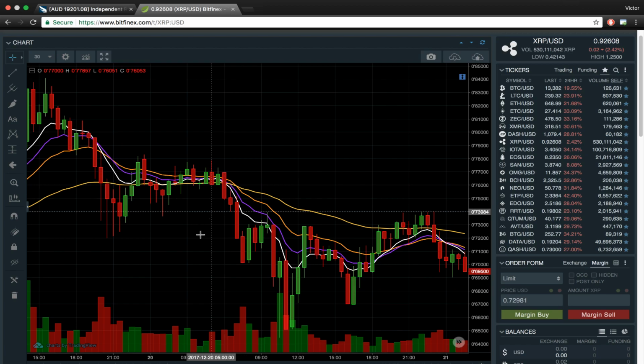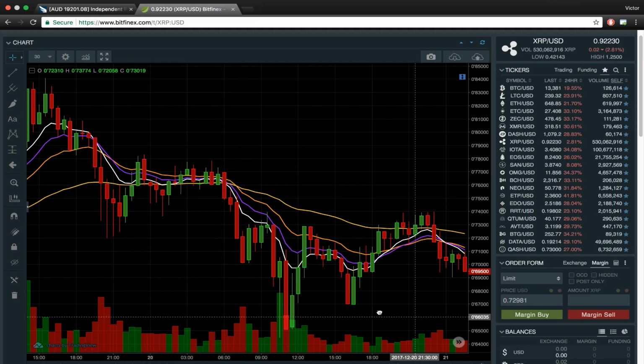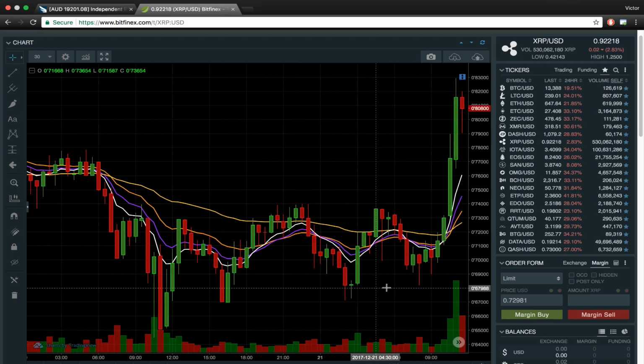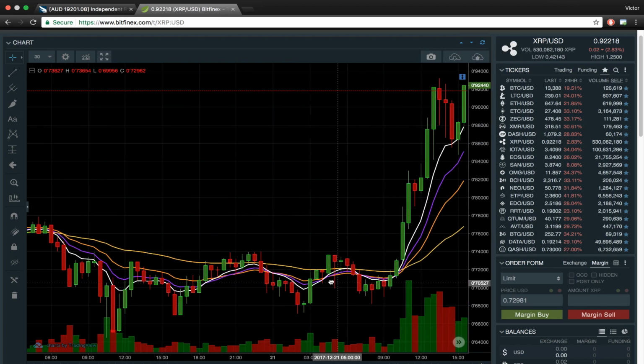So again, ignoring all other technical analysis, we're just using the exponential moving averages. Here, we're going to go from the 76 cents, and we're going to follow it along and just see where we see a solid crossover.